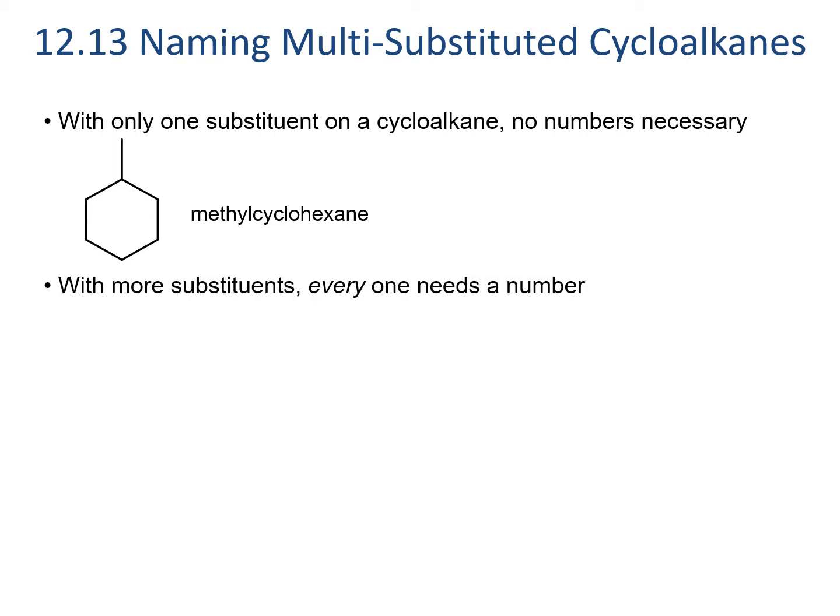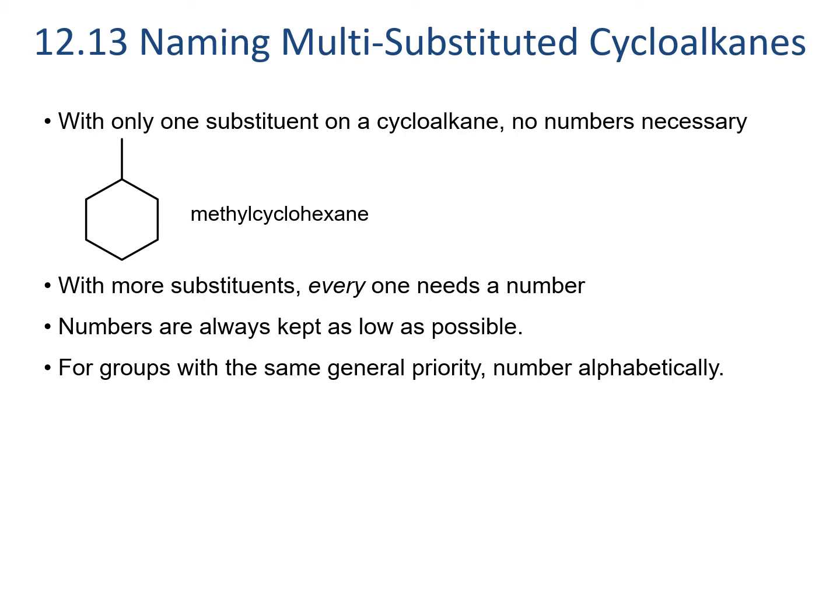On the other hand, anytime there's more than one thing attached, we need a number for every side group. That's because as soon as you have 2 groups, you could have a 1,1 version, or a 1,2 version, or a 1,3 version, or a 1,4 version, and they'd all need to be differentiated. We're still going to try to keep the numbers as low as possible, which means that something will always be 1, and we'll just go around in the direction that gives us the lowest number, or numbers if there are 3 or more groups. So that could be clockwise or counterclockwise, it doesn't matter. If it's not clear where to start because of a named functional group in the ring, the group that is lowest alphabetically will always be the lowest number.